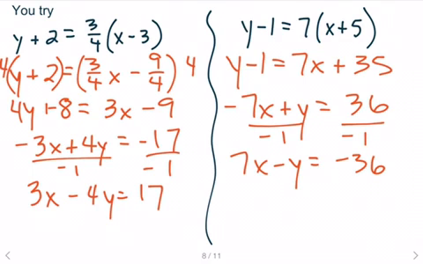All right, then on the second one, once again, start off, distribute the 7, and we end up with y minus 1 is equal to 7x plus 35. Get it in the form ax plus by is equal to c.